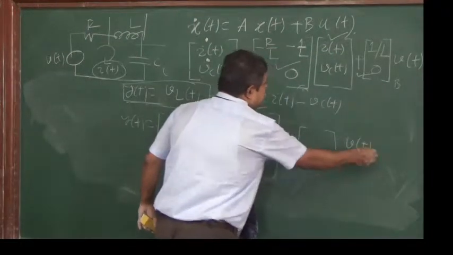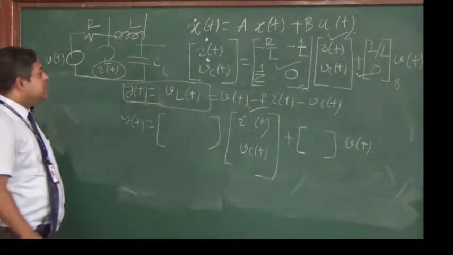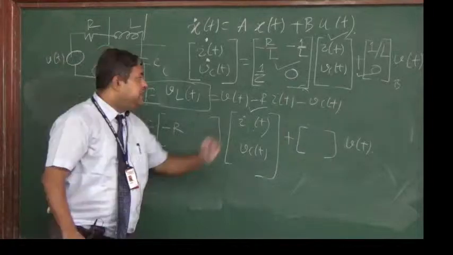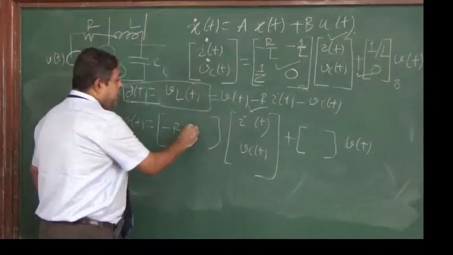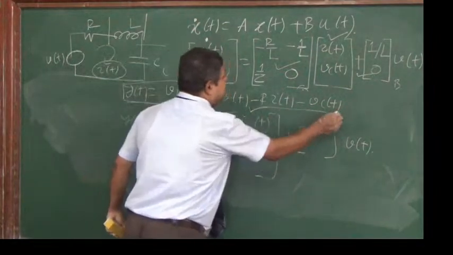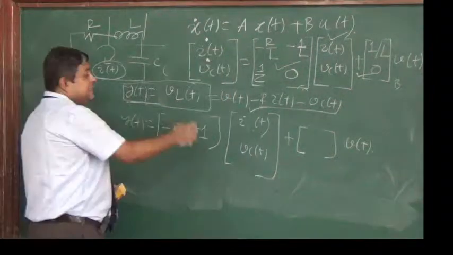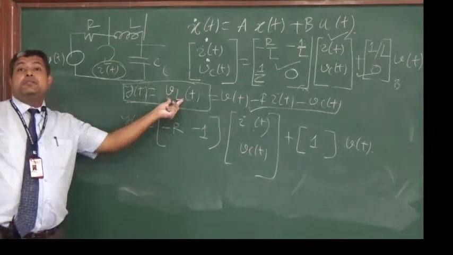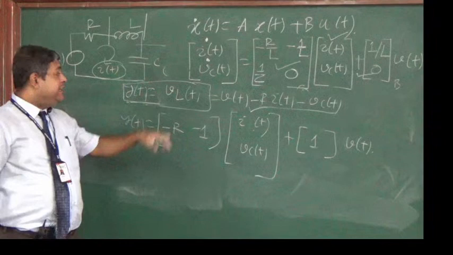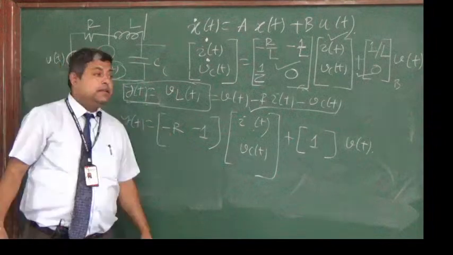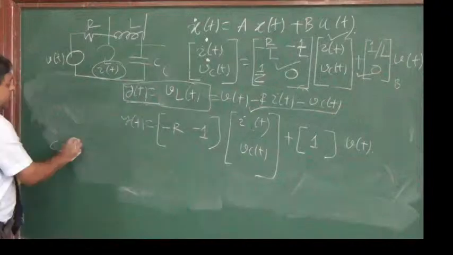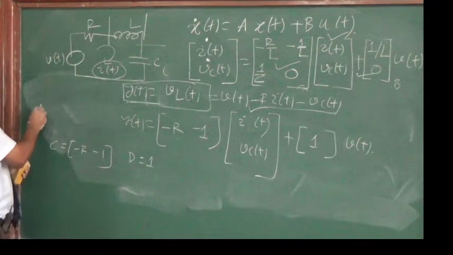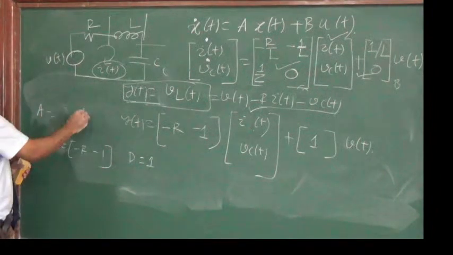Now u(t) is nothing but v(t). So what will be the C matrix now? This will be minus R of i(t), and how much of vC(t)? Minus 1 of vC(t). And how much of v(t)? v(t) is nothing but 1. So I have just changed the output equation from i(t) to, now, vL(t). The A matrix and B matrix will be the same here. The C matrix will be minus R, minus 1, and the D matrix will be 1. And the A matrix and B matrix will be the same as before.